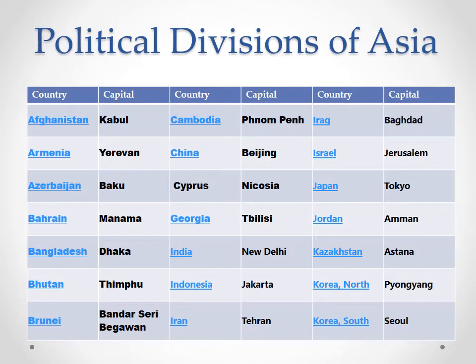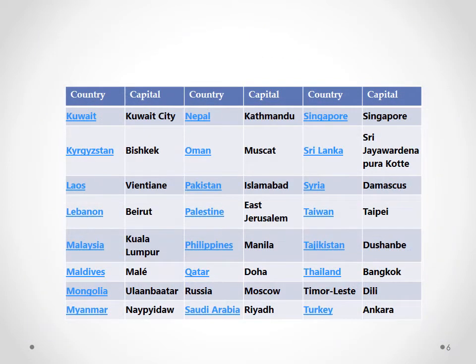Political divisions of Asia. According to the United Nations, there are 48 countries in Asia, and Russia is counted as a part of Europe by the UN. The UN also recognizes three dependencies, namely Taiwan, Hong Kong, and Macau. So, in the table below, you will find the countries along with their capital cities. In this slide, you will find a few more countries with their capitals.